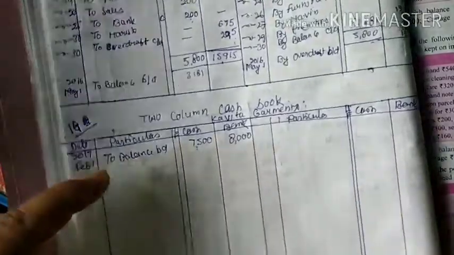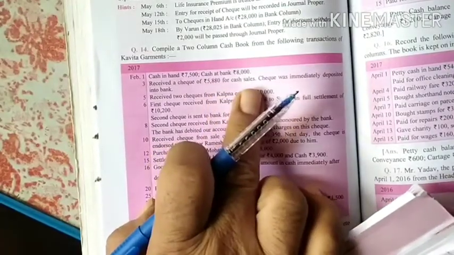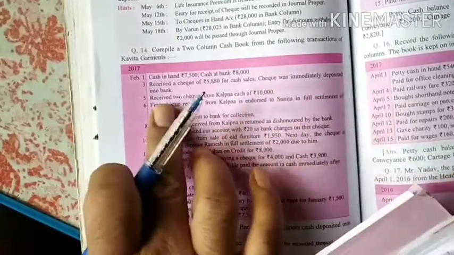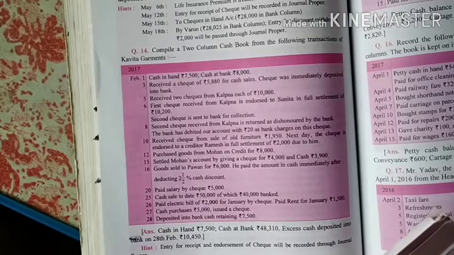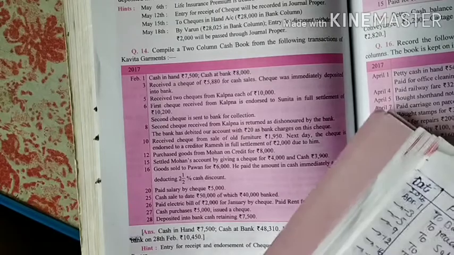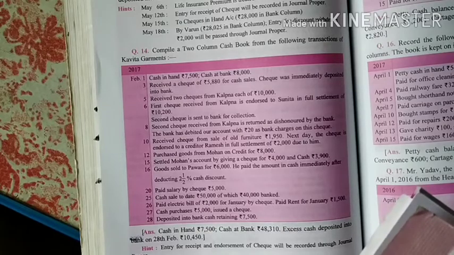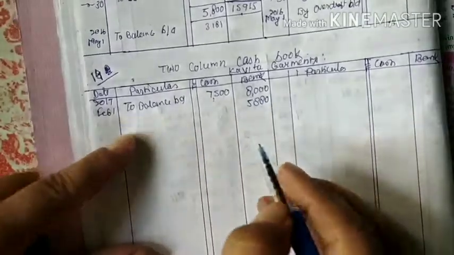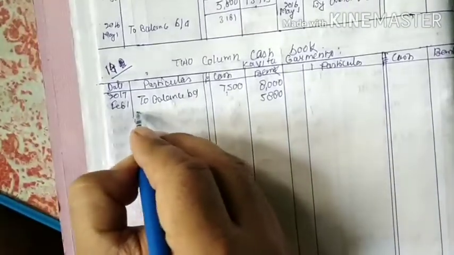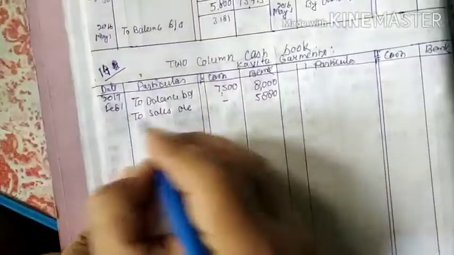Okay. Next it says on 3rd February received a check of 5,880 for cash sale. Check was immediately deposited into bank. When the check is immediately deposited into bank, we just debit the bank account and credit sales. So here our bank balance is increasing with that 5,880. So we will write here 5,880, to sales account, on 3rd.